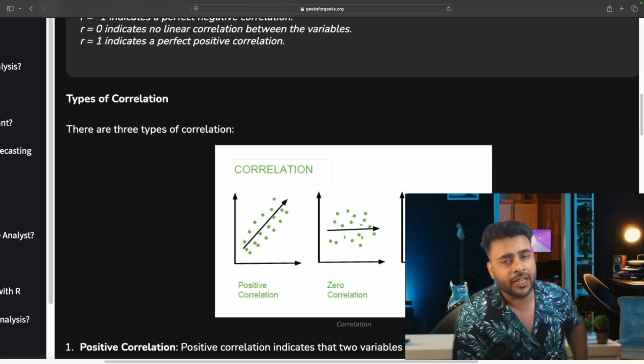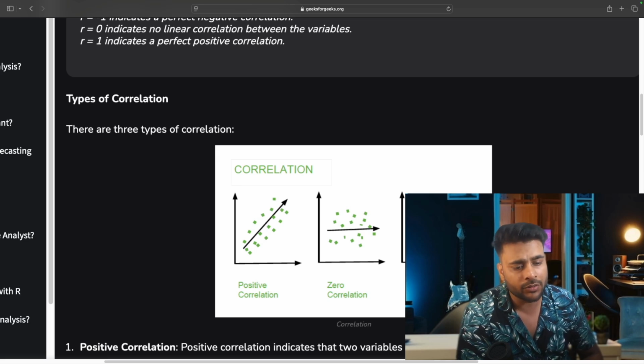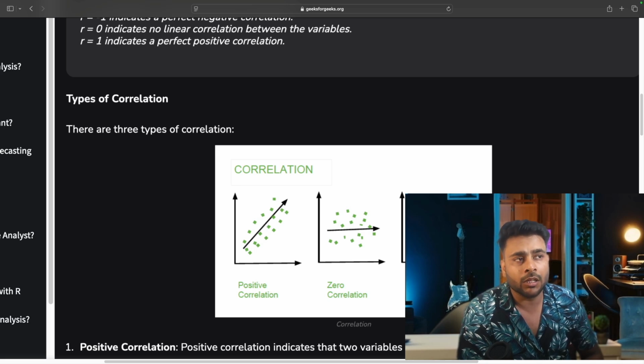When we talk about negative correlation, however, it can be that when one of the variables increases, the other one decreases. For example, I could say, as the temperature decreases, the sales of ice creams also decrease. Basically, like in winters, people do not buy ice cream.